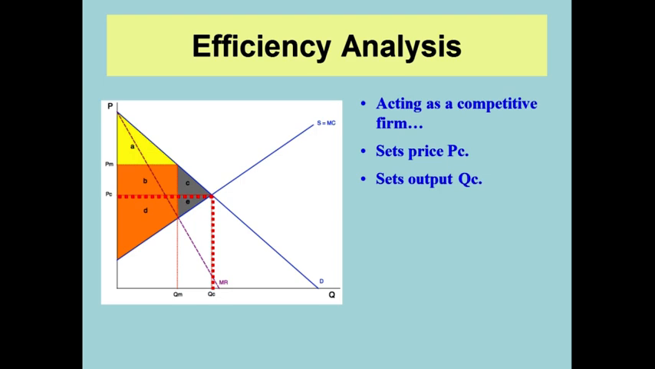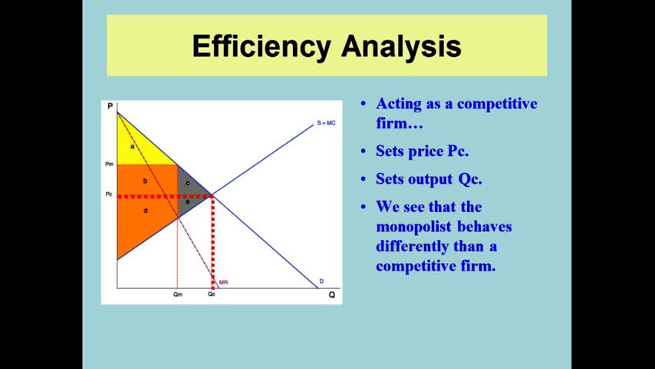So now we can take a look at consumer and producer surplus. And I've got PC and QC labeled in my red dotted lines. Now, what we have seen is that the monopolist behaves really differently than a competitive firm. So again, before we talk about consumer and producer surpluses, let's make sure we understand. A monopolist charges PM, but when forced to act as a marginal cost pricer, as a competitive firm, they're going to charge PC. So what does that tell us? Monopolists raise their price over competitive prices.